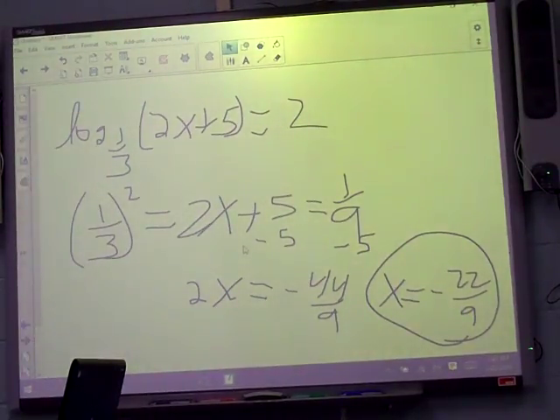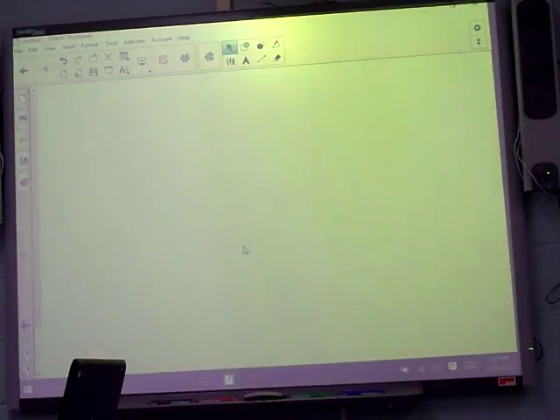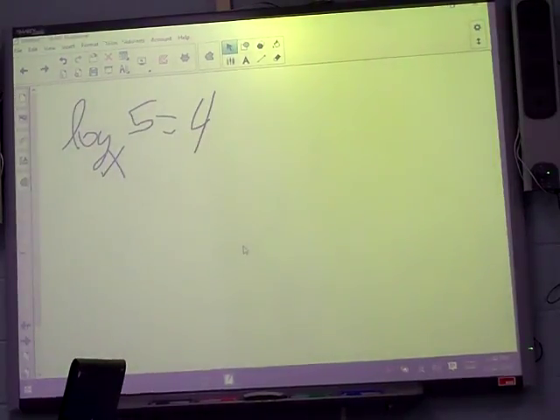Alright, got a couple more of those. Alright, here I've got log base x of 5 is equal to 4. Real quick, I want you to rewrite it in exponential form. Don't have to worry about trying to solve it yet, just rewrite it into exponential form real quick.